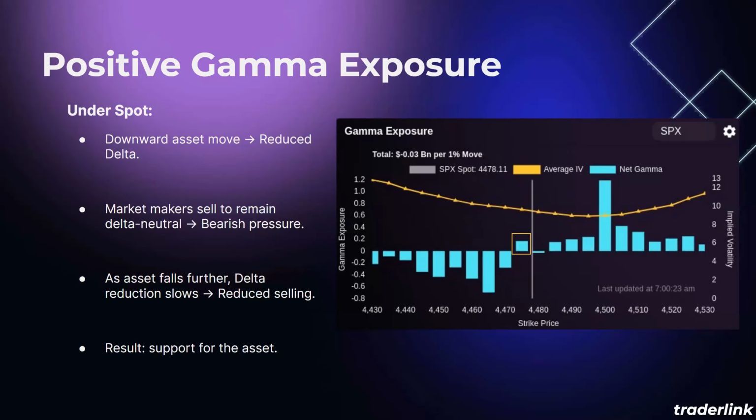But for example, in a positive gamma exposure environment, when the underlying asset is below strike prices where there's a high positive gamma exposure, any downward move the asset has will reduce the delta of those options. So to maintain being delta neutral, market makers need to sell the underlying asset, hence putting downward pressure on the asset. But as the asset starts to fall, the delta reduction diminishes as we move past that strike, meaning fewer sales are needed. This acts as a floor for the market, or you could see it as a support.